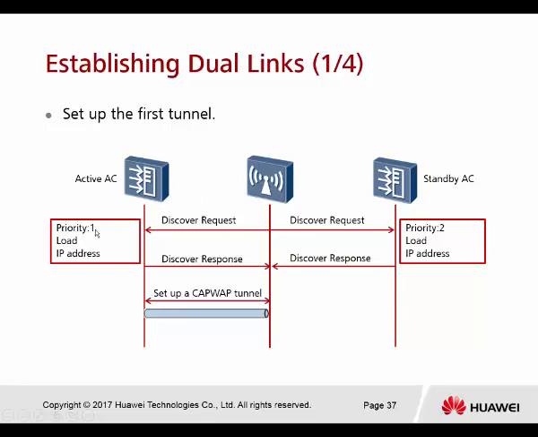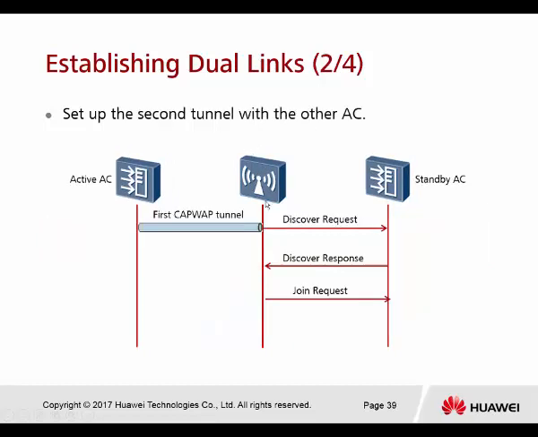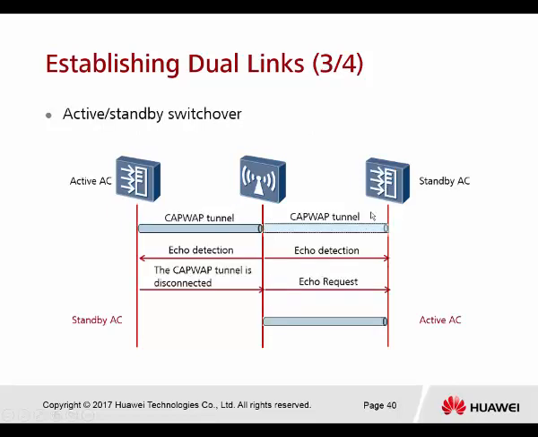Okay, because this is priority number 1. It has a higher preference than AC number 2. So the AP is going to form a carrier tunnel with the first AC. Okay, so this one tunnel is already formed. So the AP here will continue sending the discovery request to the standby AC. Okay, active standby switchover. So this is my active carrier tunnel.